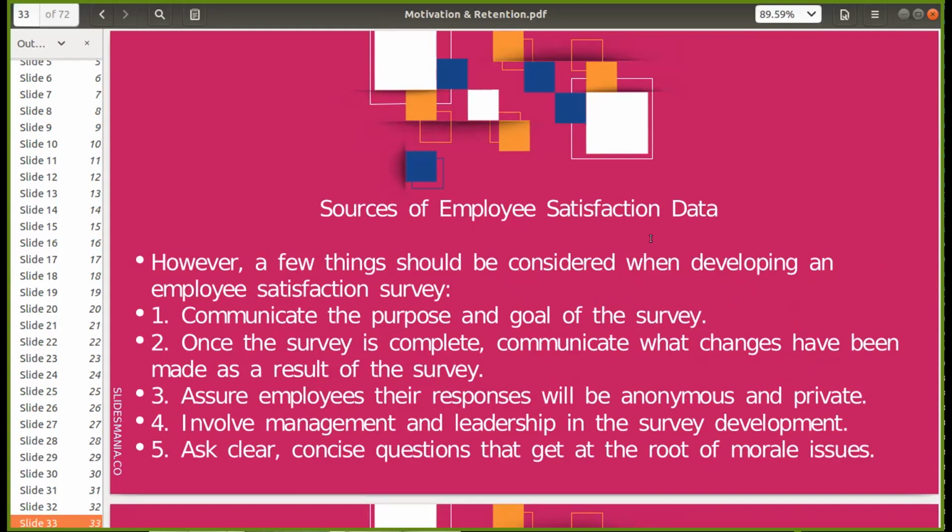Okay, then sa paggawa ng employee satisfaction survey, there should be few things to consider. Communicate the purpose and goal of the survey. Once the survey is complete, communicate what changes have been made as a result of the survey, and assure employees their responses will be anonymous and private. Involve management and leadership in the survey development. Then ask clear, concise questions that get at the root of morale issues.